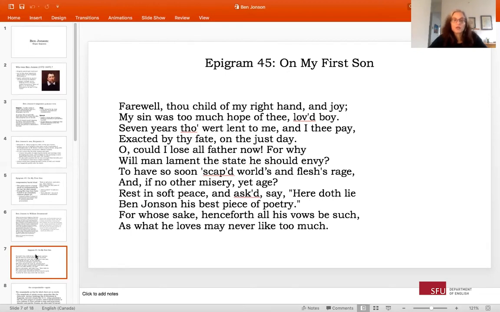Oh, could I lose all father now? For why will man lament the state he should envy? To have so soon scaped world's and flesh's rage, and if no other misery, yet age. Rest in soft peace, and asked, say, here doth lie Ben Jonson, his best piece of poetry. For whose sake henceforth all his vows be such, as what he loves may never like too much.